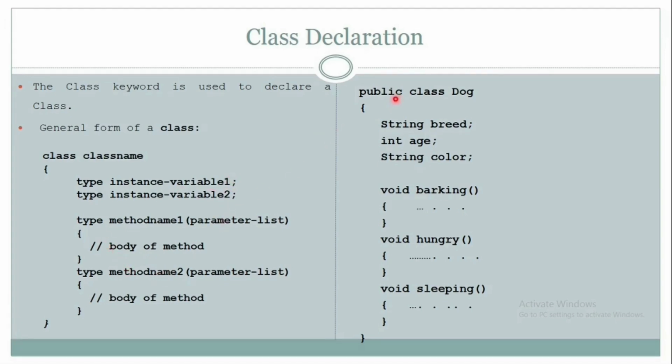Here is an example: class Dog. Here Dog is the class name, and String breed, age and color, all these three variables, are instance variables. Then I can have some methods within the class Dog: barking, hungry and sleeping are all methods inside the class Dog. So this is how we can declare a class.